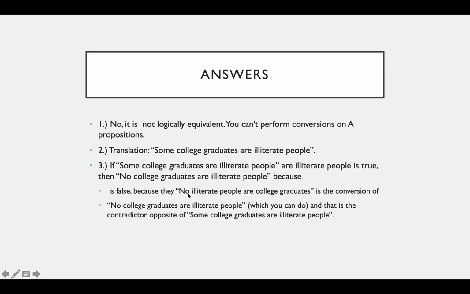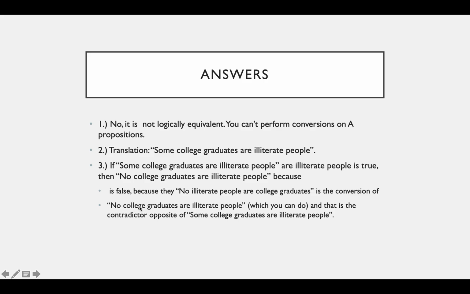Because there's a lot of typos on this slide. I am sorry. No illiterate people are college graduates is the conversion of no college graduates are illiterate people. So this is a 2-step thing. You had to first make this the conversion, so your S and P between the two are the same. So your college graduates has to be the subject, and illiterate people has to be the predicate to put this on what you ultimately do, which is put it on the square of opposition.